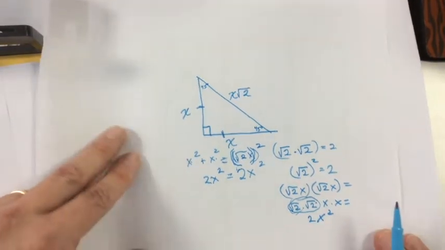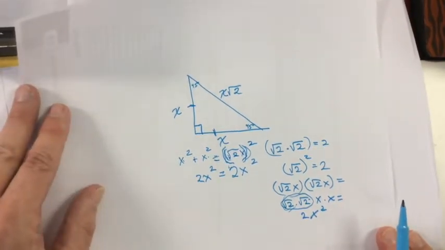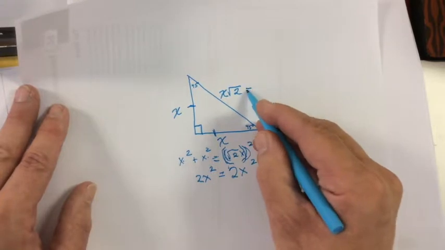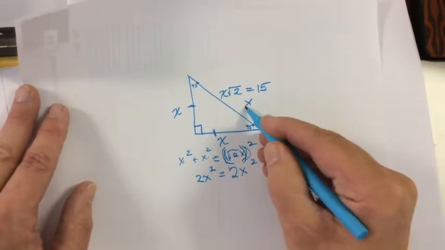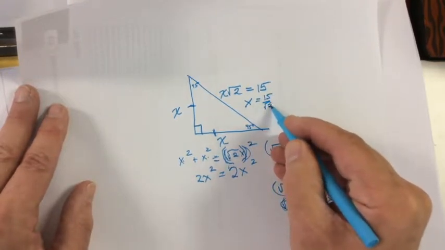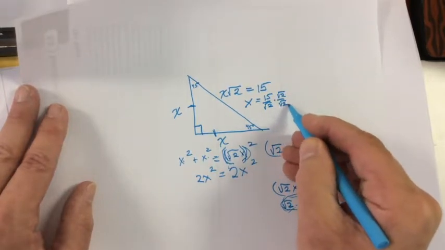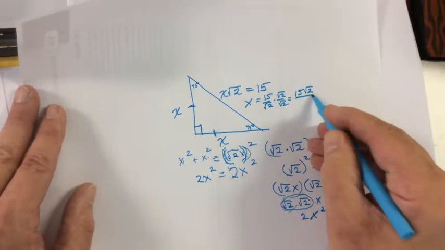If they didn't give you the x values and they only gave you the top one, whatever the whole number would be, you would divide by 2. If this number here is equal to 15, then I would divide both sides by the square root of 2. And then I would multiply top and bottom here by the square root of 2 in order to rationalize the denominator. And I would get that.